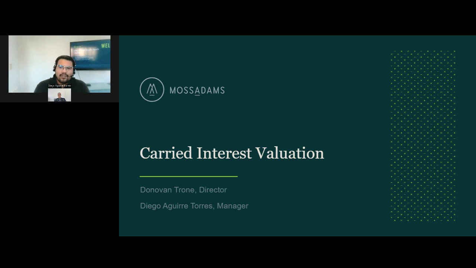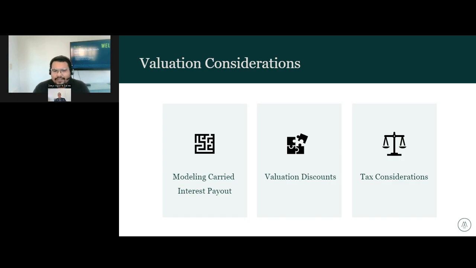So why don't we start by looking at the main considerations in this type of valuation? The first is how we intend to model out the carried interest. We will briefly go over 3 common methods that we use in this type of valuation. Now, the initial calculation will conclude on a carried interest value that is on a majority basis. In other words, the value of what a non-controlling shareholder would receive upon a transfer.